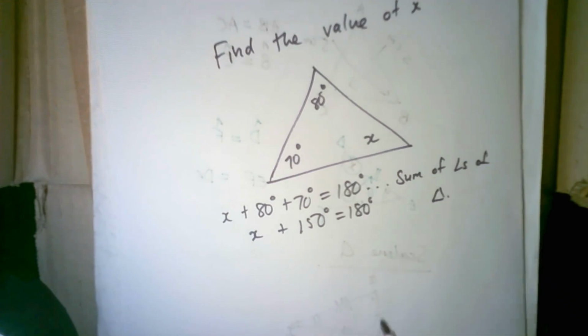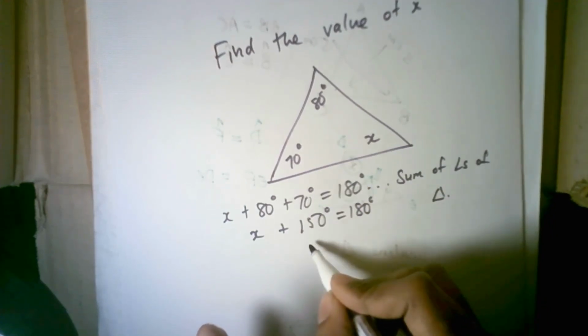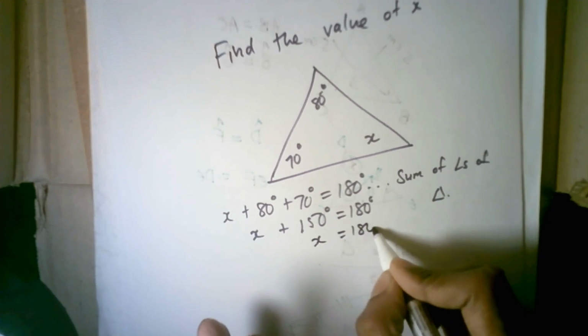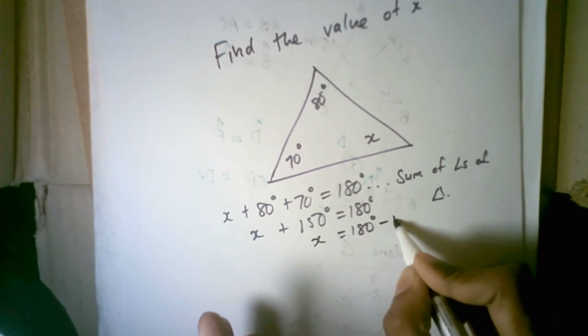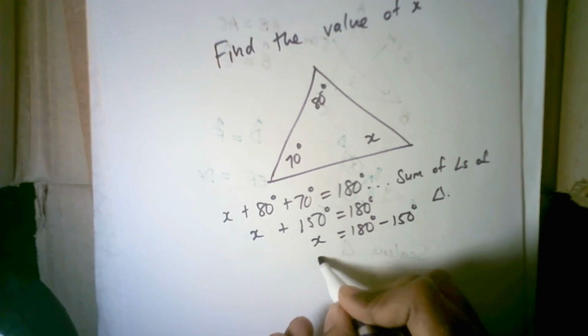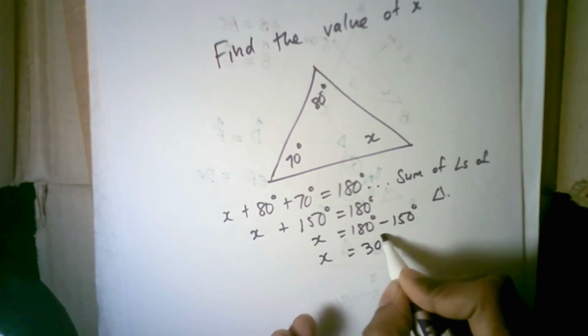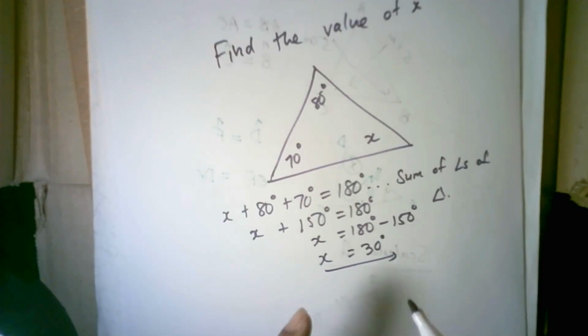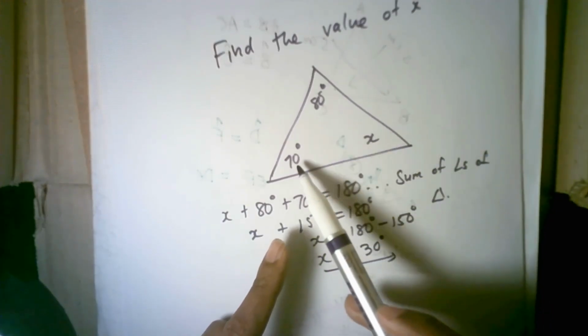So I'm going to take this to the other side. And remember, you can think of it as taking a number to the other side. So when it jumps the fence, the sign changes. So it's going to be 180 degrees minus 150 degrees, x is equal to 30 degrees. So you can prove to see whether this is correct. 30 degrees plus 70 degrees is 100 degrees. 100 degrees plus 80 degrees is 180 degrees, sum of angles of triangle.